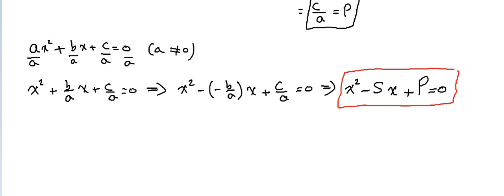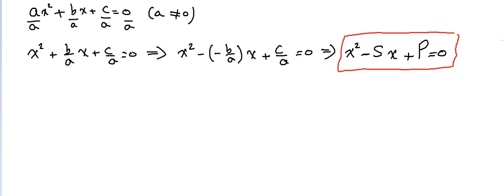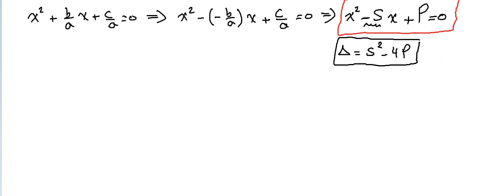That's great. Now, let's see if we can find delta, right? From this equation here, if we want to find delta, which is b squared minus 4ac, this is b. When we square it, it's s squared minus 4 times a, which is 1, times c, which is p. So delta can be written also in this form, s squared minus 4p.